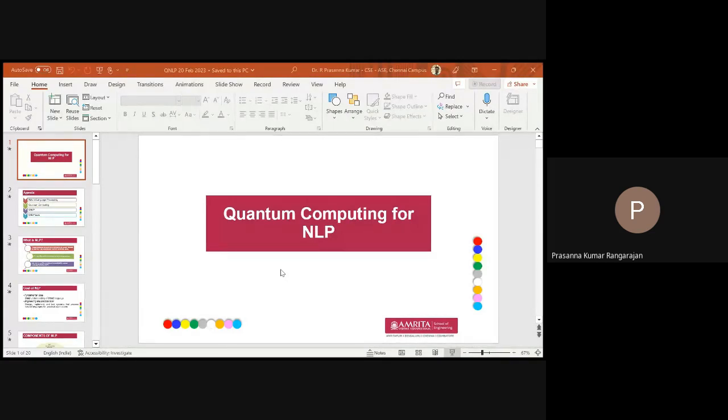There are n number of open source tools and proprietary tools available already in the market for QNLP. So I'll just introduce one or two to you. Coming to what is NLP? It actually helps machines process and understand human language.